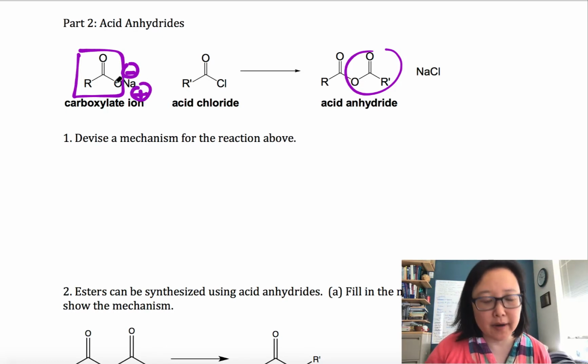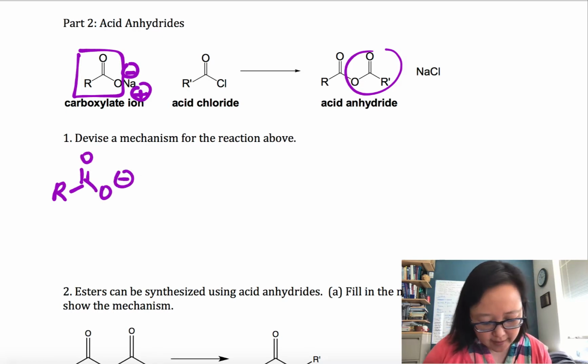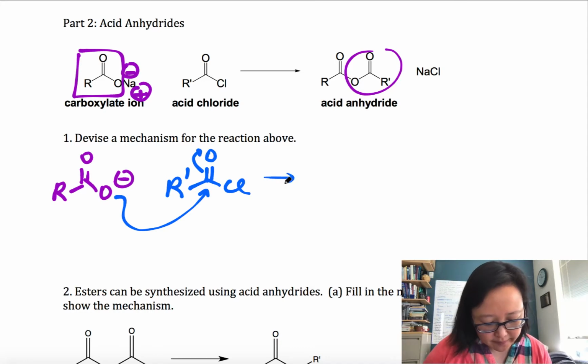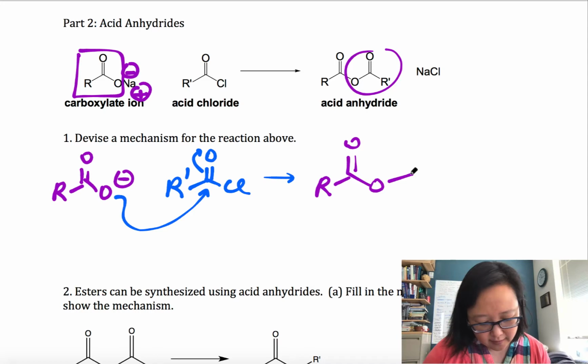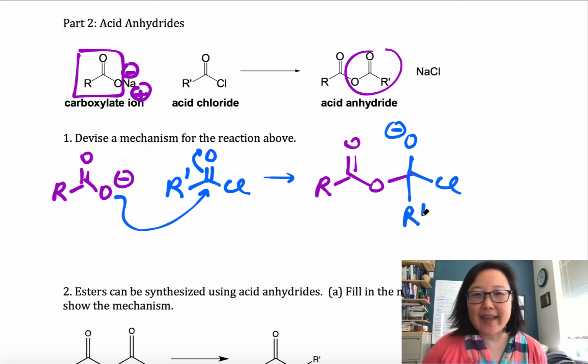Okay, so this part right here will attack the carbonyl group. So here I'll draw it right here. And let's say my acid chloride is here. Alright, so then it's pretty simple, just this as usual, and we get our tetrahedral intermediate. And then from here, we have this tetrahedral intermediate right here. And then you can see that I'm going to lose this group.